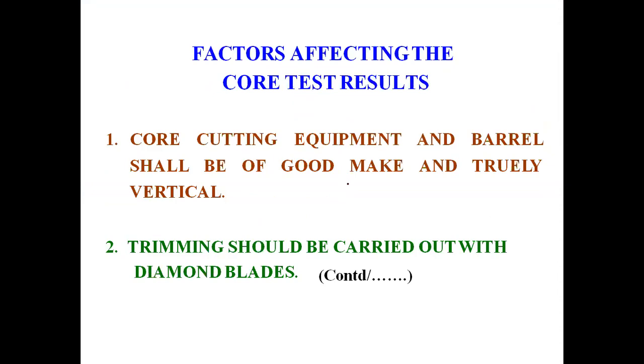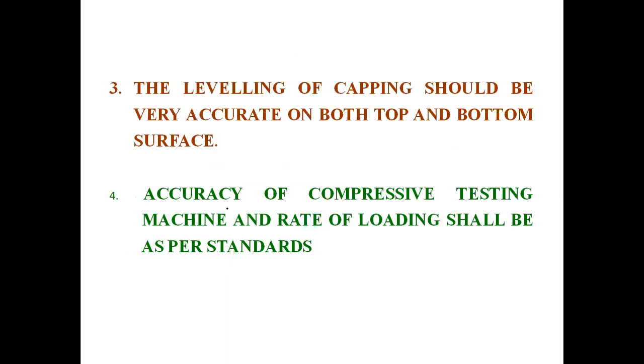And trimming should be carried out with the diamond blades. So the surfaces of your core samples are supposed to be trimmed properly. Okay. So you have to use the diamond blades for that, where you can do grinding of the surfaces. And the leveling of capping should be very accurate on both top and bottom surfaces. As I told you, the top and bottom surfaces of the core samples should be properly trimmed and properly leveled. Then only your load will be applied uniformly on the concrete cube.